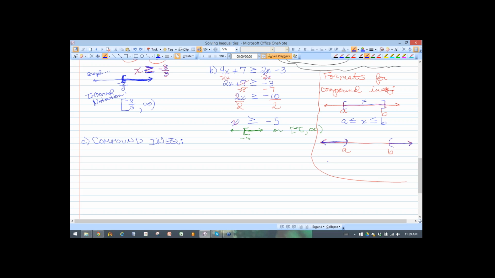So let's write that out. X is less than A, and X is greater than B. So that's the other kind of case.